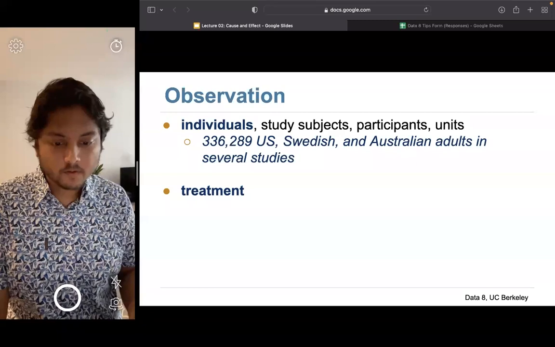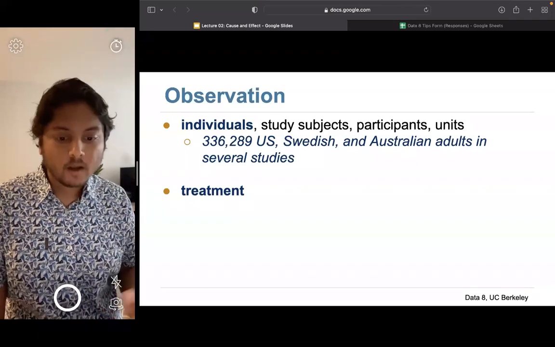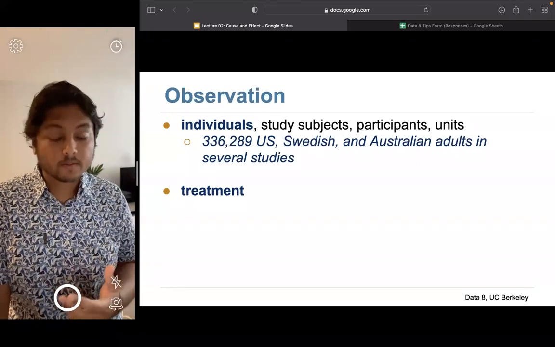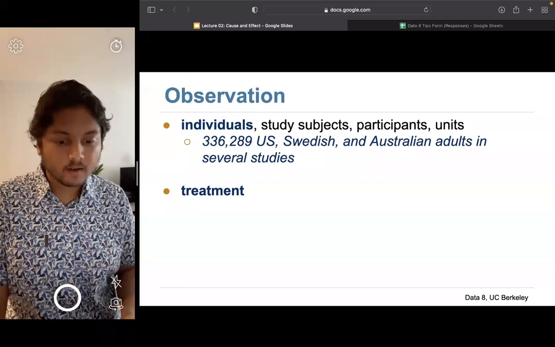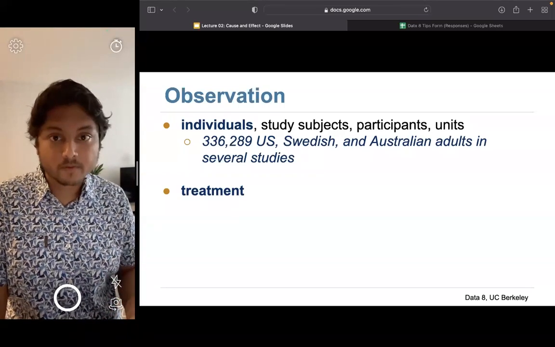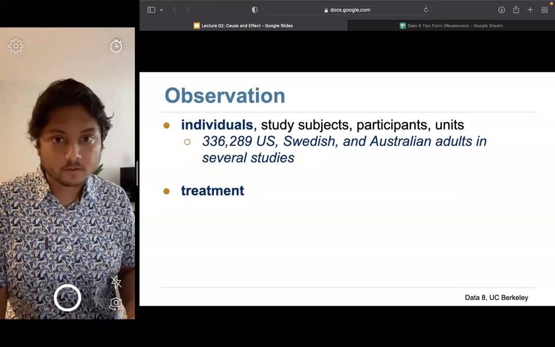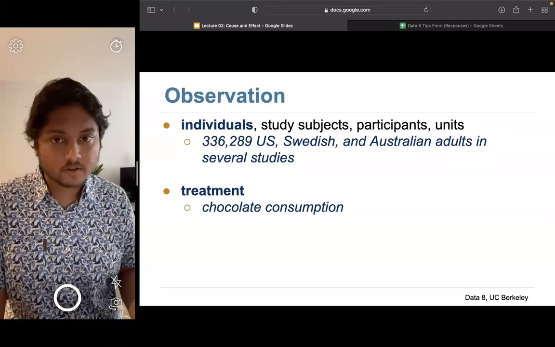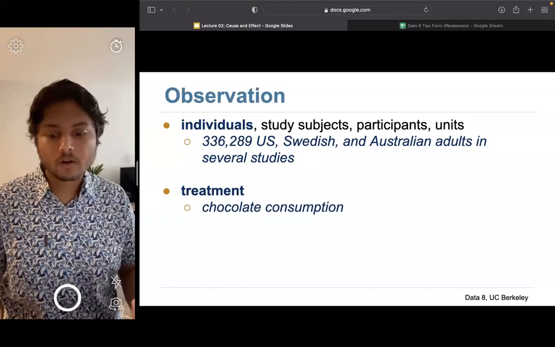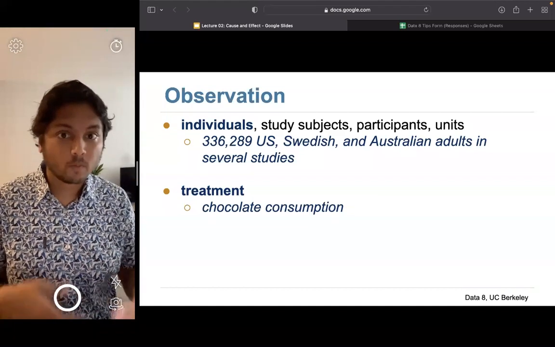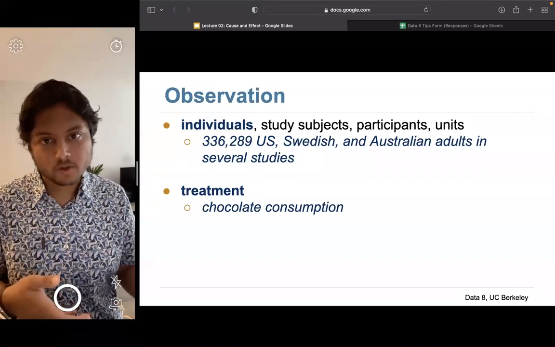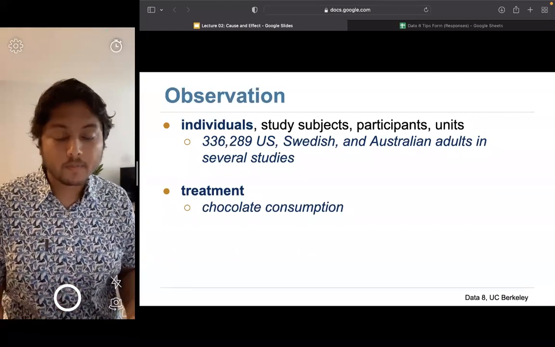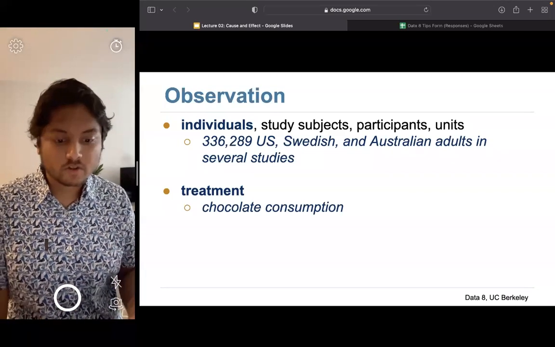And then there's also going to be this concept of a treatment. And so treatment doesn't necessarily mean something that's medical. It just means that it's some sort of change or some difference that's going to be applied to some of these individuals. And so in this case, chocolate consumption is kind of the treatment. So you might be asked to consume more chocolate, or maybe you did consume more chocolate, either way. But that's kind of like the treatment. So that's the change that you're trying to look at.